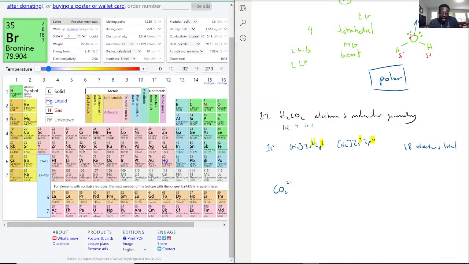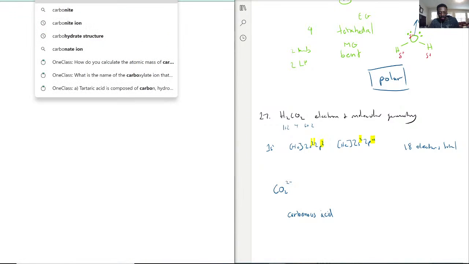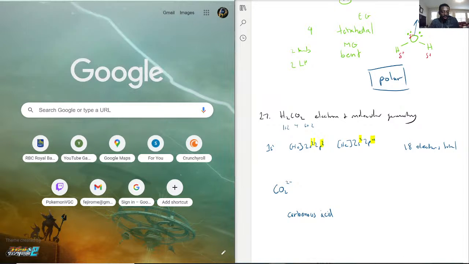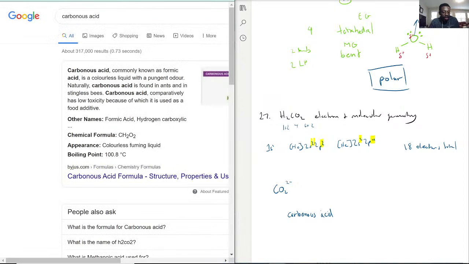Carbonate turned into an acid is carbonous acid. Let's just find out if we're correct, because I don't want to be saying something wrong. Okay, I believe it's now, instead of ick, it's ous. Carbonous acid. CH2O2. Whew, that's very nice.